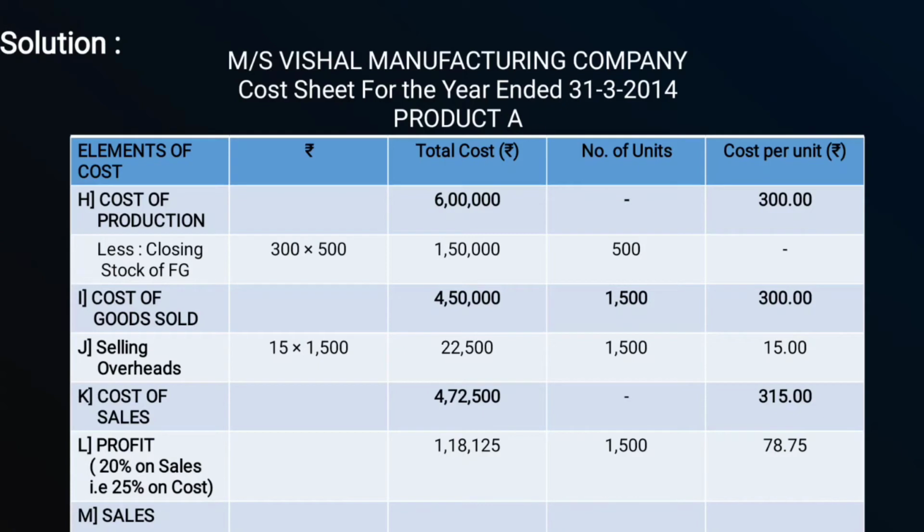Part M, sales. So the sales amount will be rupees 5,90,625. Number of units will be 1,500 units and cost per unit will be 393.75 per unit.